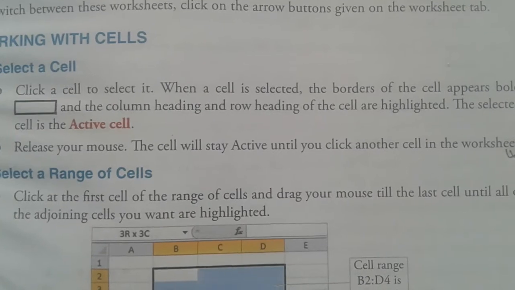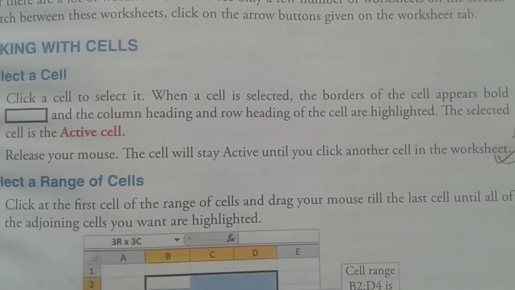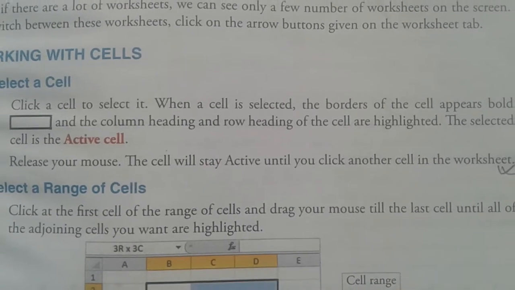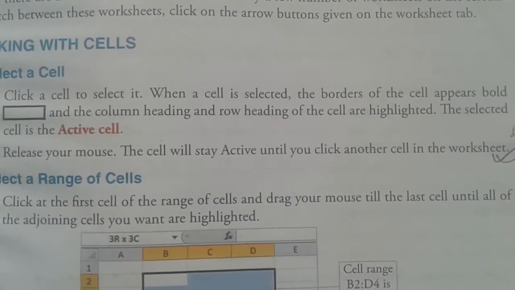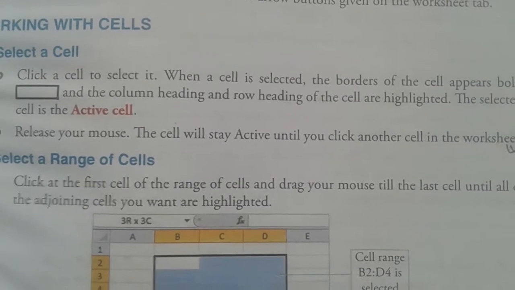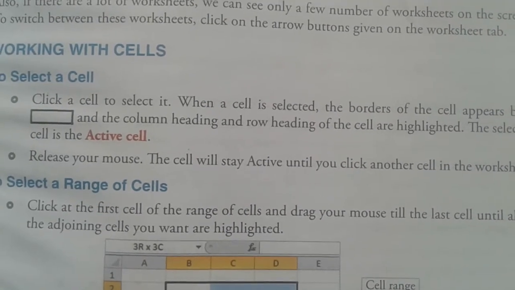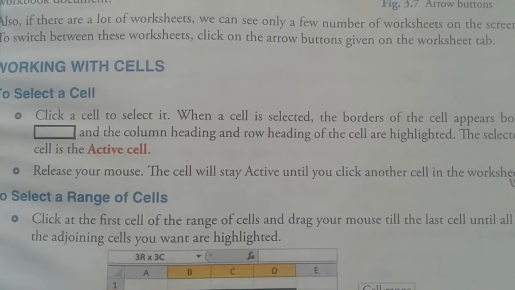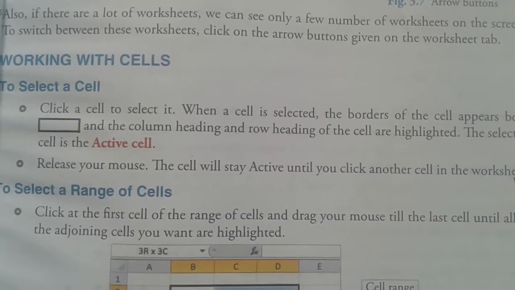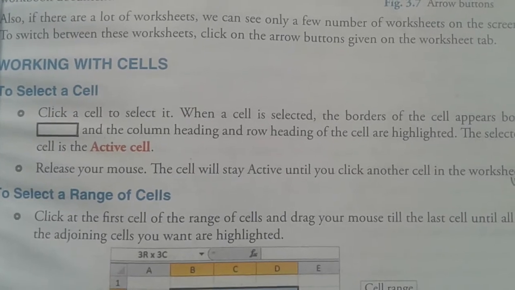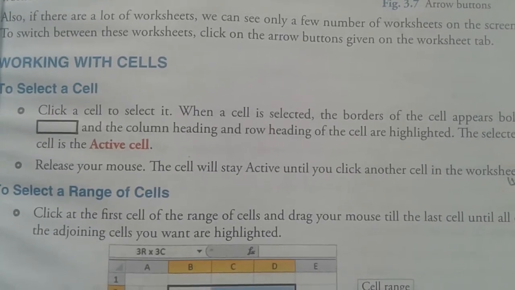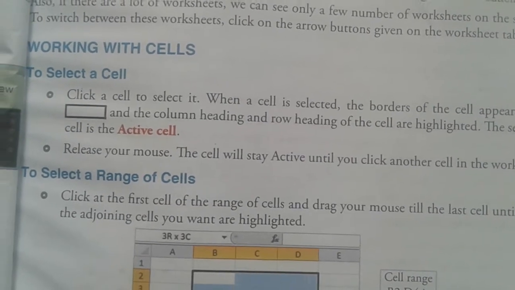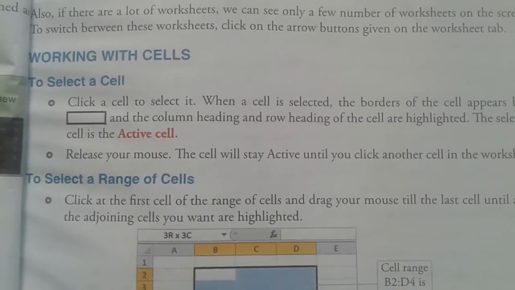Working with cells. Working with cells means to select a cell. First of all, if we want to work in a cell, what do we have to do? First, we have to select that cell. Click on it to select it. When a cell is selected, the border of the cell appears, definitely in front of us. It's shown in bold, and the column heading and row heading of the cell are highlighted. The selected cell is called the active cell. All of you know that the selected cell is called the active cell.